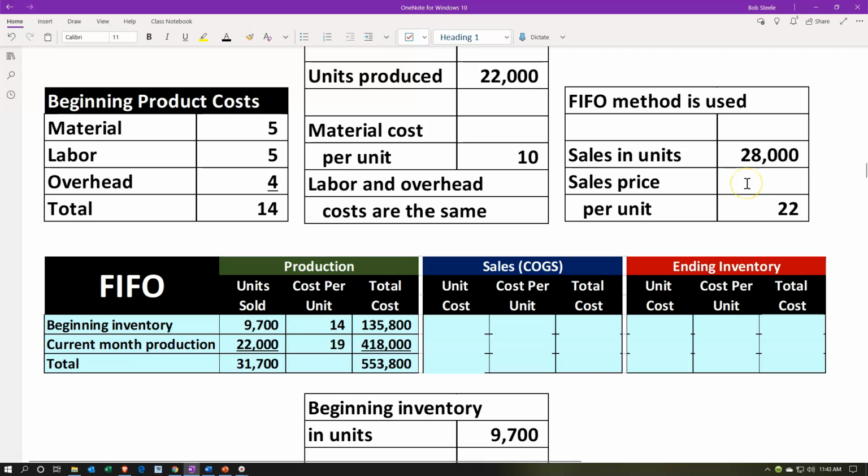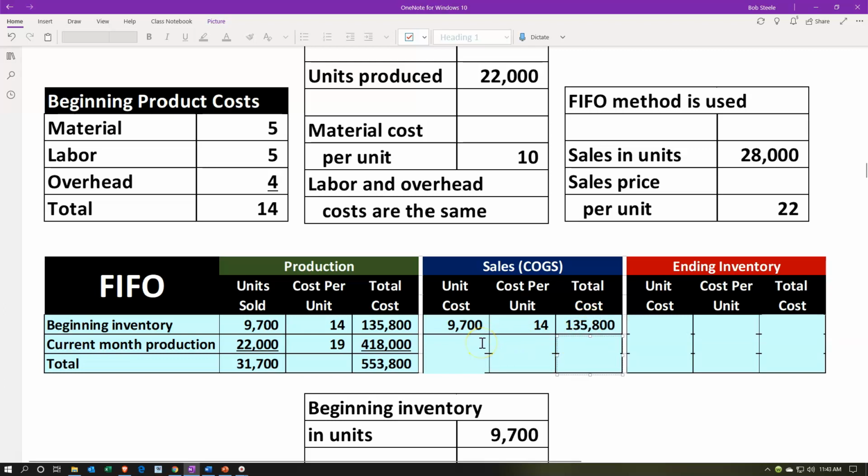So we're going to say that we sold 28,000 units, and we're going to say that we cleared out the beginning unit number. So the 9,700 that we had, the first ones that were in the beginning inventory, those are going to be cleared out.